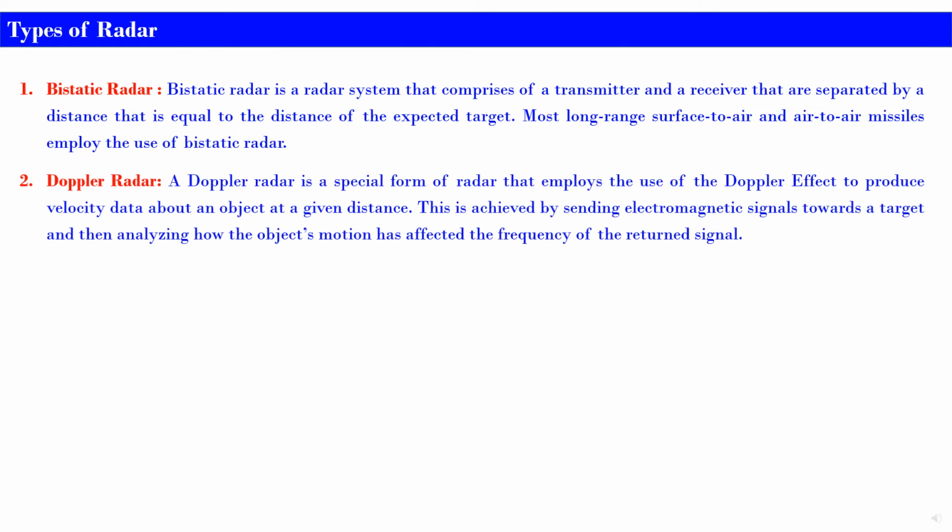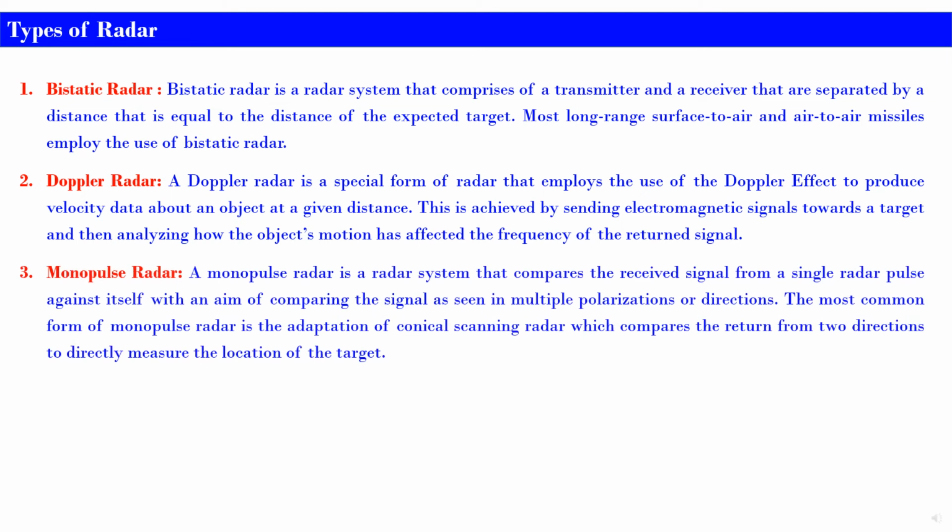Second, Doppler radar. A Doppler radar is a special form of radar that employs the Doppler effect, that is, a change in the wavelength or frequency of a wave for an observer who is moving relative to the wave source. This is simplified to produce velocity data about an object at a given distance. This is achieved by sending an electromagnetic signal toward a target and then analyzing how the object's motion has affected the frequency of the return signal.